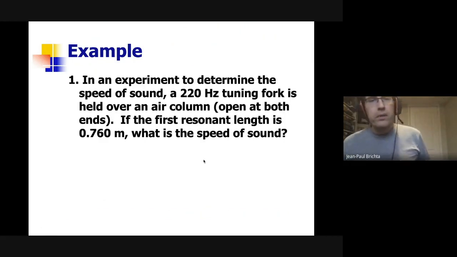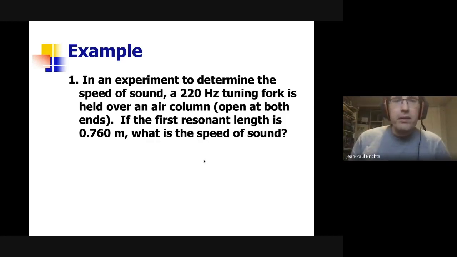Okay, so let's try and figure this out with a worked example. In an experiment to determine the speed of sound, a 220 hertz tuning fork, meaning that if you were to knock it and play a sound, it would be 220 hertz. That's the sound that you would hear. It is held over an open air column, open at both ends. If the first resonant length is 0.76 meters, what is the speed of sound? Okay, I'm going to switch over to my other thing. Just want to make sure I have all the numbers right.